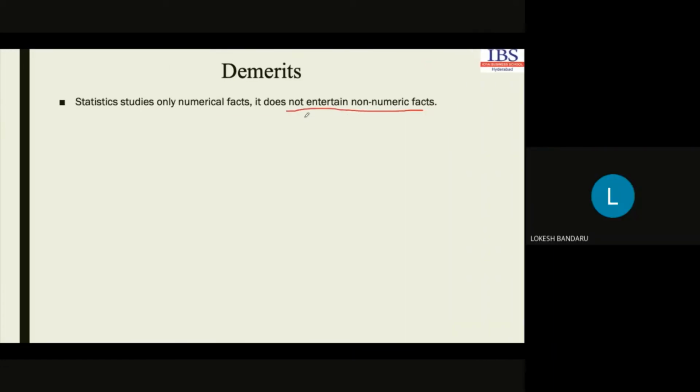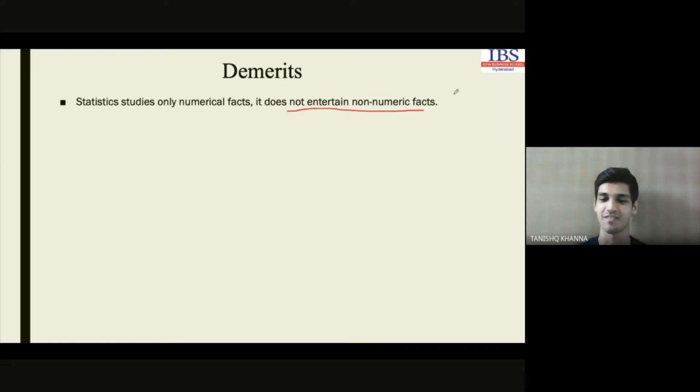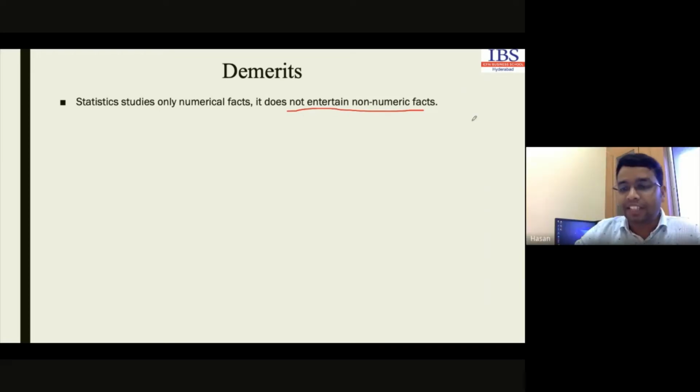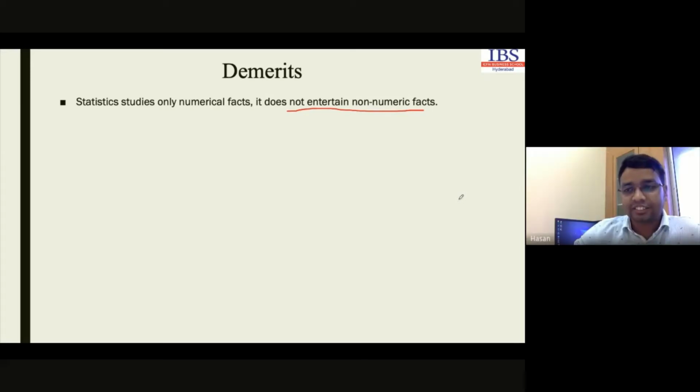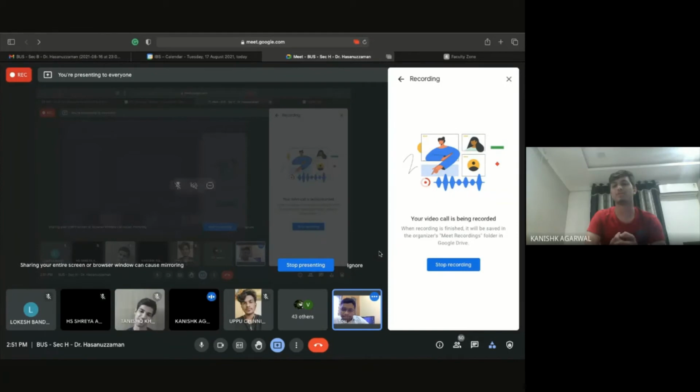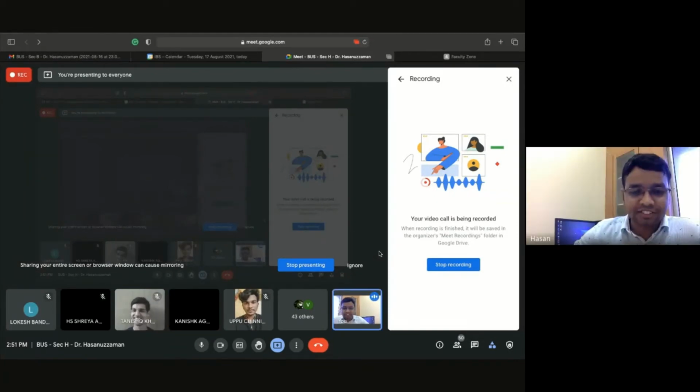Examples of non-numerical data: you can remember the patient example, where we have 75% male, female, smoking, non-smoking, age, gender, etc. Statistics can't help us in this figure.